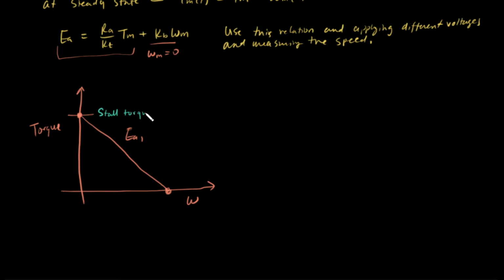Okay, so if we apply enough torque such that we get zero speed, then this is the stall torque. And in this case, when there's zero speed, we just say EA is equal to RA over KT times TM.